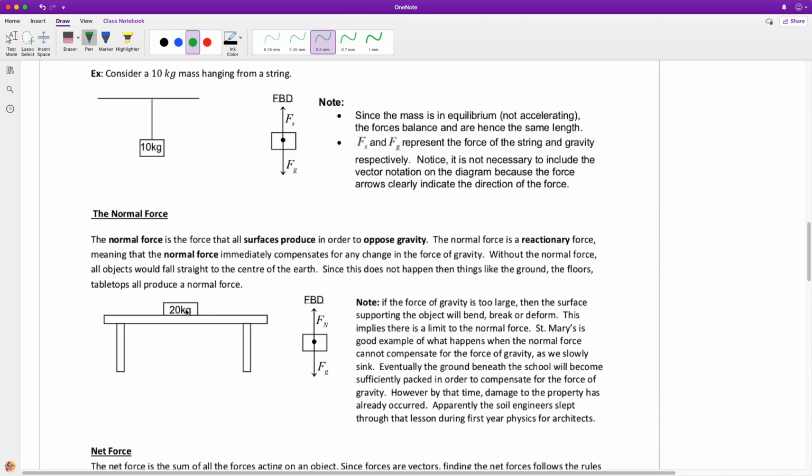So let's talk about what this looks like in terms of the free body diagram. When we look at this free body diagram, the normal force, and notice that it's a capital N, is equal but opposite to the force of gravity. The curious thing about the normal force is it automatically adapts to the amount of weight placed on it. So for example, if I was to place an additional 20 kilogram mass, the table would compensate for the additional 20 kilograms. But that's obviously only up until a point.